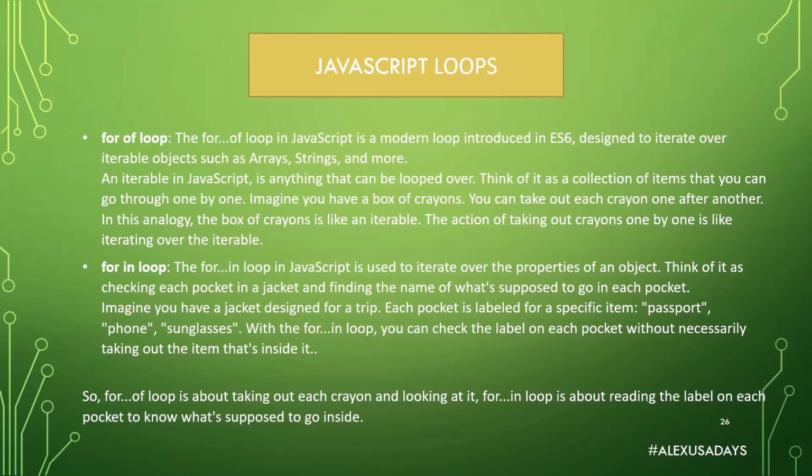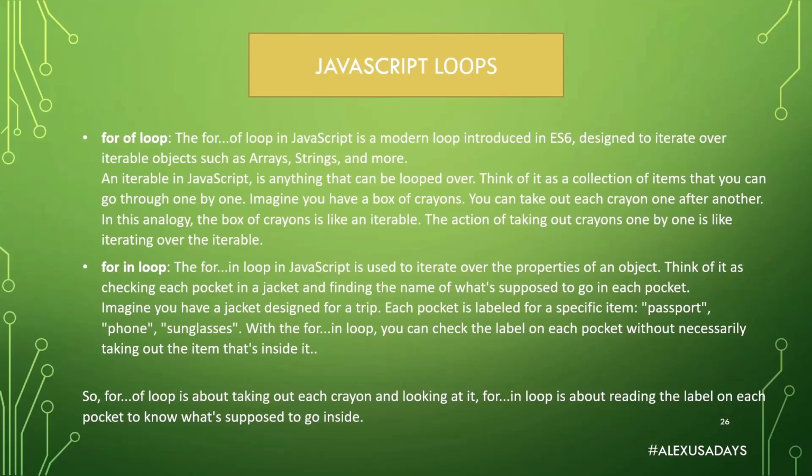Then the next one is for in loop. The for in loop in JavaScript is used to iterate over the properties of an object. Think of it as checking each pocket in a jacket and finding the name of what's supposed to go in each pocket. Imagine you have a jacket designed for a trip. Each pocket is labeled for a specific item: passport, phone, sunglasses. With the for in loop, you can check the label on each pocket without necessarily taking out the item that's inside it. So for of loop is about taking out each crayon and looking at it. For in loop is about reading the label on each pocket to know what's supposed to go inside.